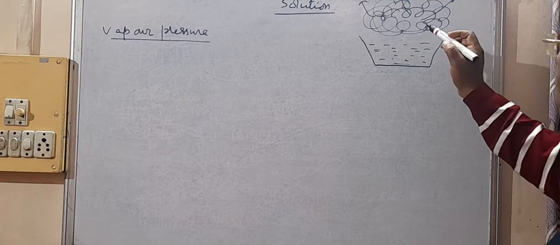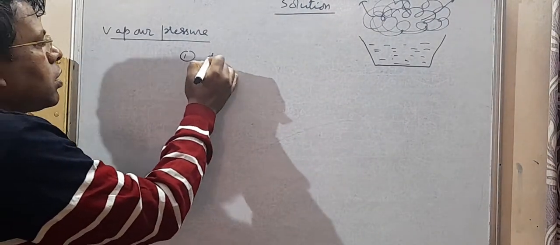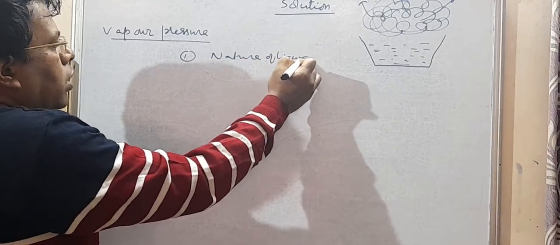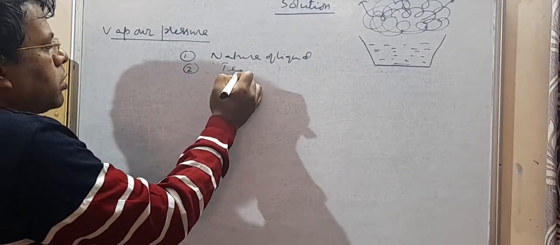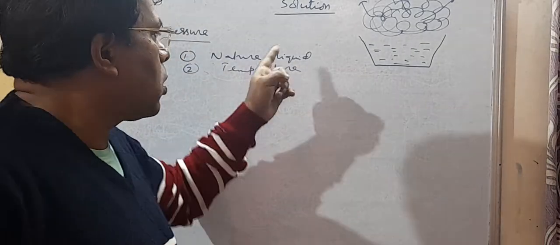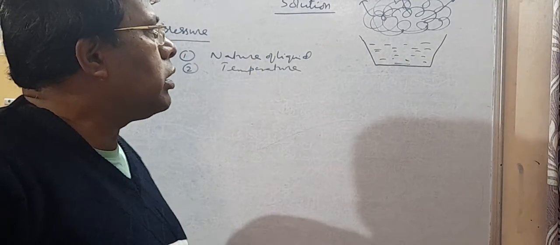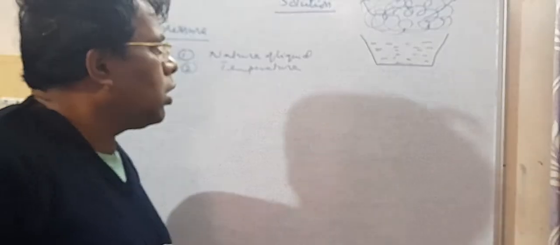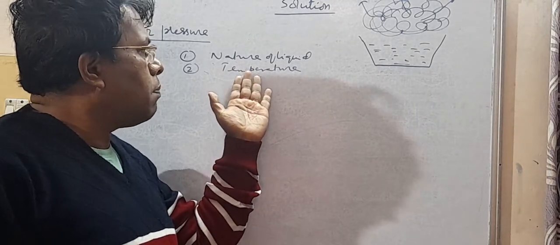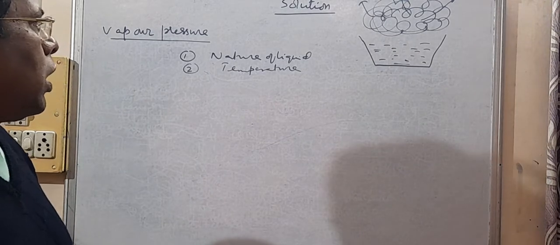And you have studied in class 11, vapor pressure depends on two factors. One is the nature of the liquid, and another important factor is temperature. For example, water will have a vapor pressure less than ether, because ether is more volatile in nature than water. And vapor pressure increases with increasing temperature, that you have studied in class 11.